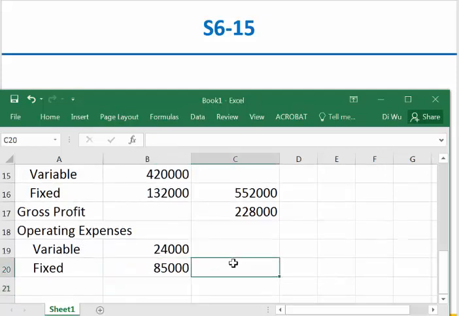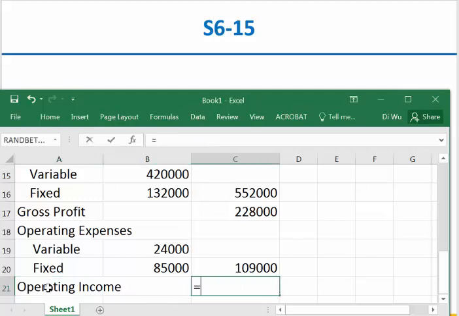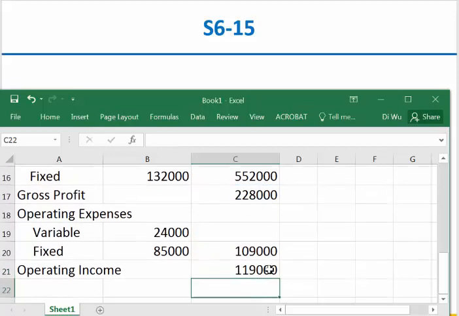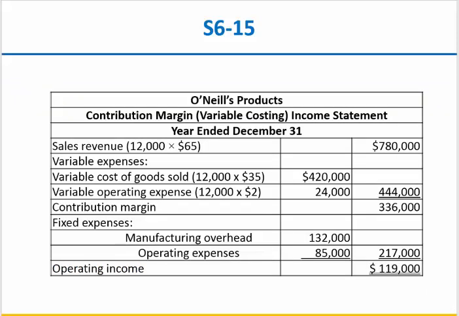So therefore, in terms of operating expenses, I have 109,000 in total. So therefore, I can derive my operating income in the absorption costing system, which is the gross profit minus total operating expenses. So I will arrive at 119,000. That's my operating income. All right. So that's about these two methods.